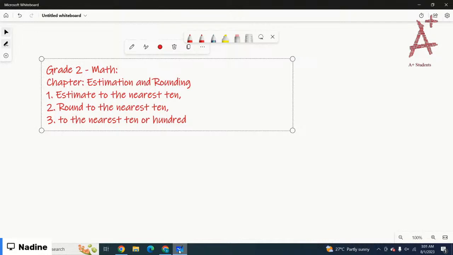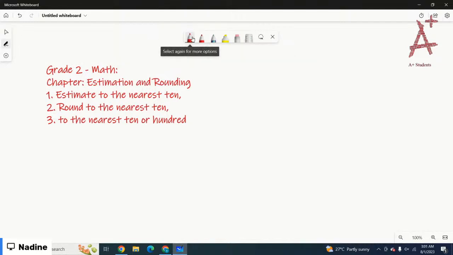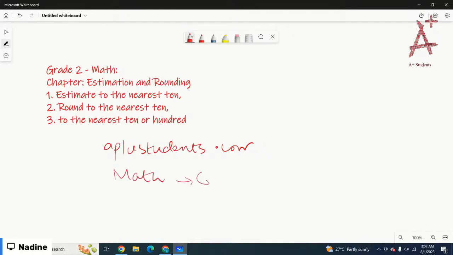We are here for grade 2 math. So you can find all the lessons on aplusstudents.com. You have to log in there using your email address and password as provided by the administrator. Then you have to select math from the subject tab, scroll down to grade 2 and then click on view all lessons. So there you can find a list of the chapters.